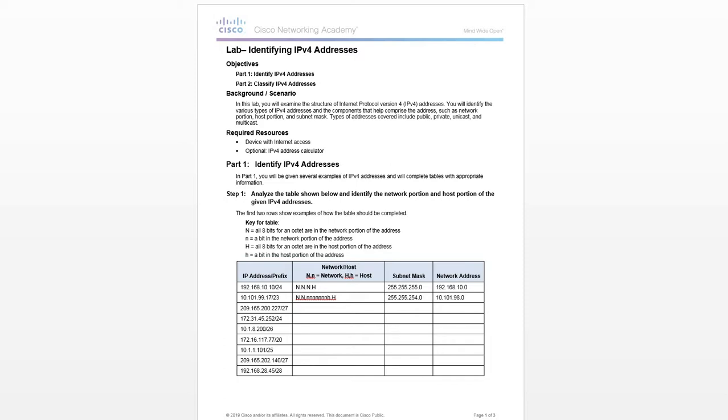This lecture focuses on Lab 7.1.4.9, identifying IP version 4 addresses as part of the Introduction to Networks version 6 from Cisco Networking Academy. Our lecture today will be broken into 5 parts. In part 1 of this lecture, I will cover how to successfully complete part 1, step 1 of this exercise.